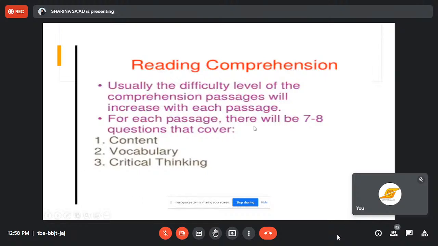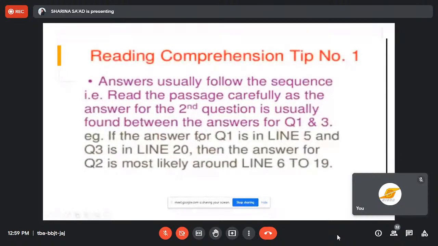Usually the difficulty level of the comprehension passage will increase with each paragraph. Questions will become more difficult with each paragraph. The first question will be easy, then a bit more difficult, and then more difficult. The questions will cover the content of the passage, the vocabulary, and also critical thinking. So just three: content, vocab, critical thinking. So you have to use your brain also. Tip number 1, which I have already mentioned: the questions will follow the paragraphs.